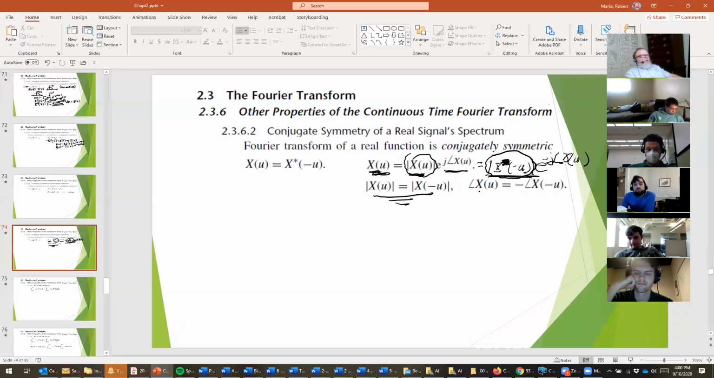Likewise, we have to equate the phases. If the phases equate, we have that the phase of the signal is equal to minus the phase of the transpose of the signal. So therefore, the phase is always an odd function. So this is, I think, an interesting property also of the Fourier transform of real signals. Again, the magnitudes are even functions and the phases are odd functions.